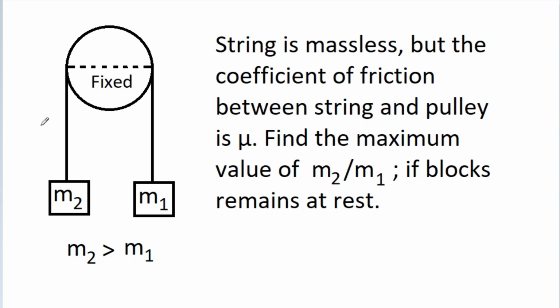In this video, we have a given diagram, and it is given that the string is massless, but the coefficient of friction between the string and the pulley is mu. We have to find the maximum value of m2 by m1 if the box remains at rest.